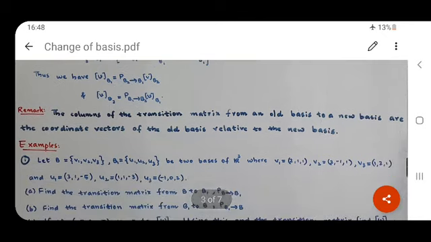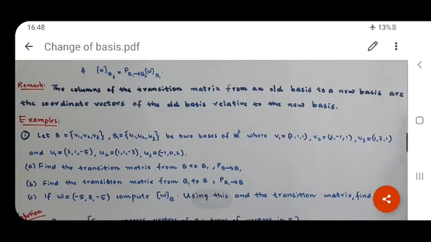So we have certain examples. As a first example, we have two bases, B equal to {v1, v2, v3} and B1 equal to {u1, u2, u3} of R3, where v1 equal to (2, 1, 1), v2 equal to (2, -1, 1), v3 equal to (1, 2, 1), and u1 equal to (3, 1, -5), u2 equal to (1, 1, -3) and u3 equal to (-1, 0, 2). Find the transition matrix from B to B1 and from B1 to B.